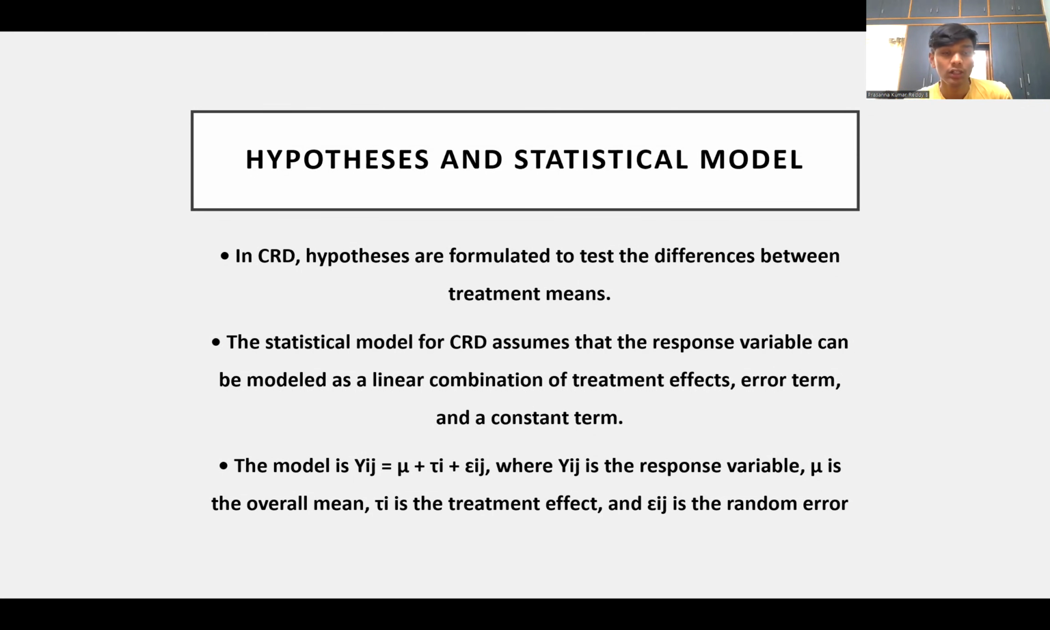Hypothesis and statistical model. In CRD, hypotheses are formulated to test differences between treatment means. The statistical model of CRD assumes that the response variable can be modeled as a linear combination of treatment effects, error term, and a constant term. The model is Yij equals mu plus Ti plus Eij, where Yij is the response variable, mu is the overall mean, Ti is the treatment effect, and Eij is the random error.